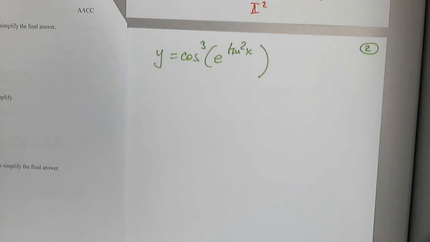Yes, so this is the same property that we just used. So this time is a cosine, so it's a function raised to the third power. It's the same rule.